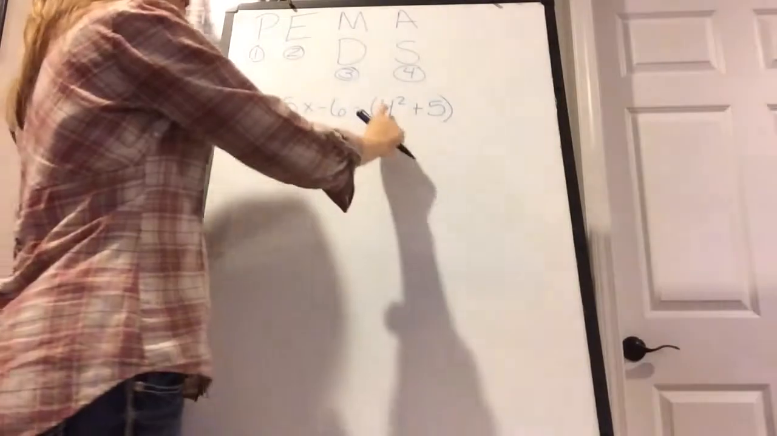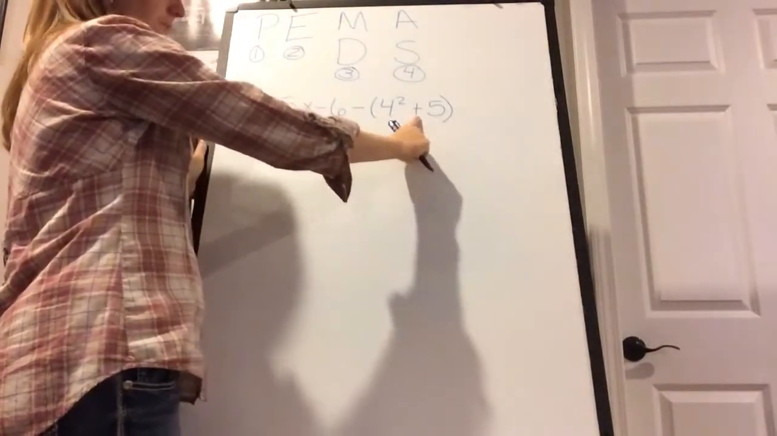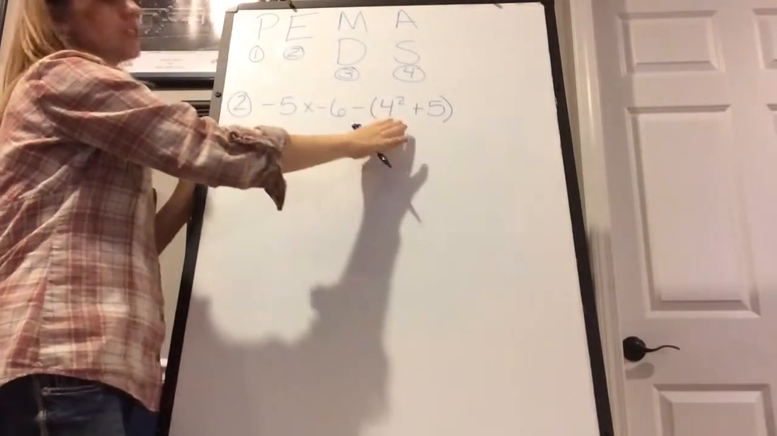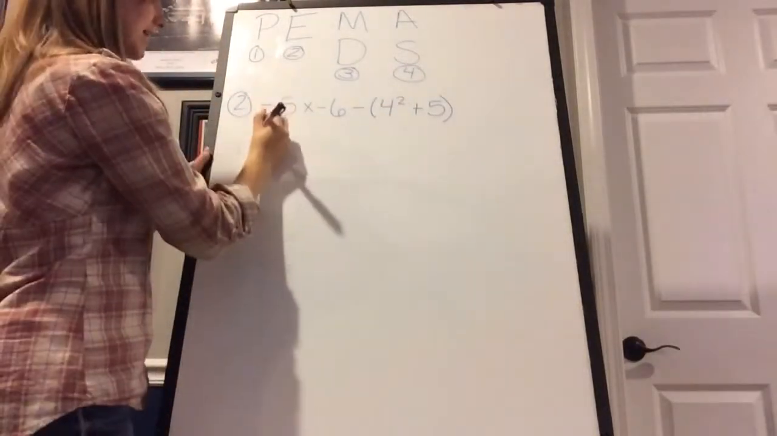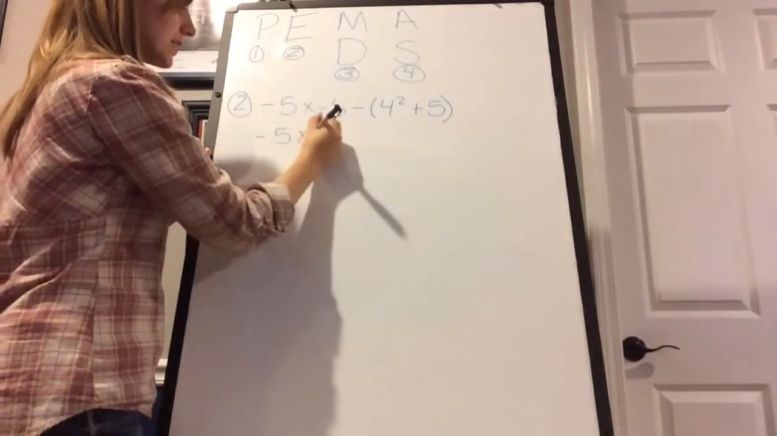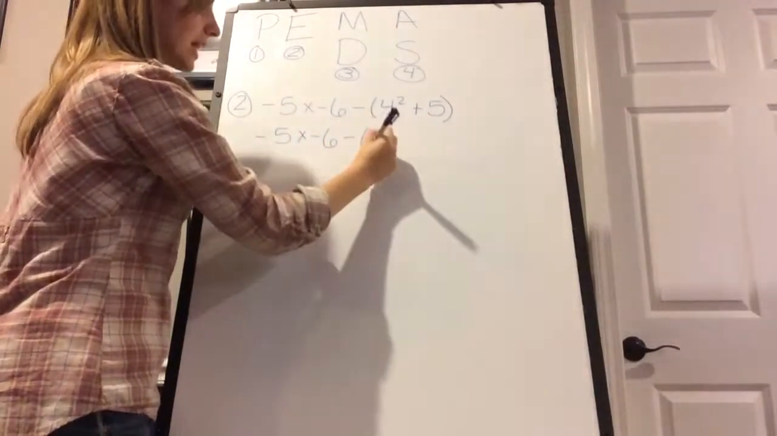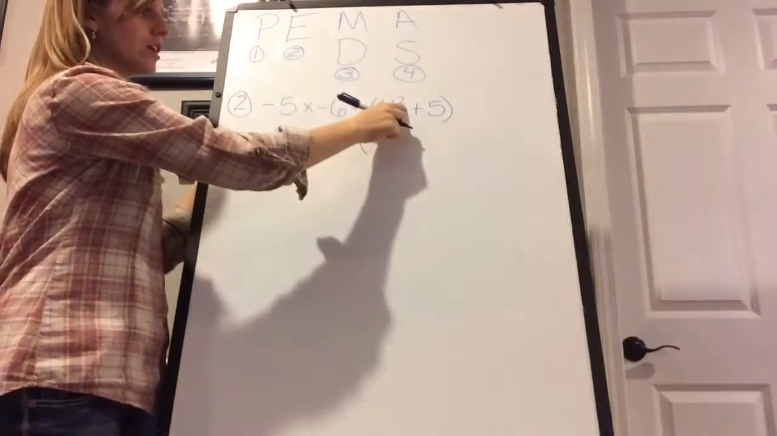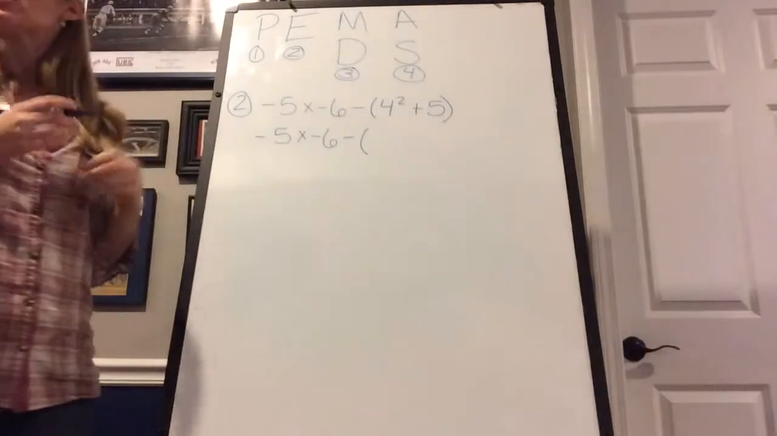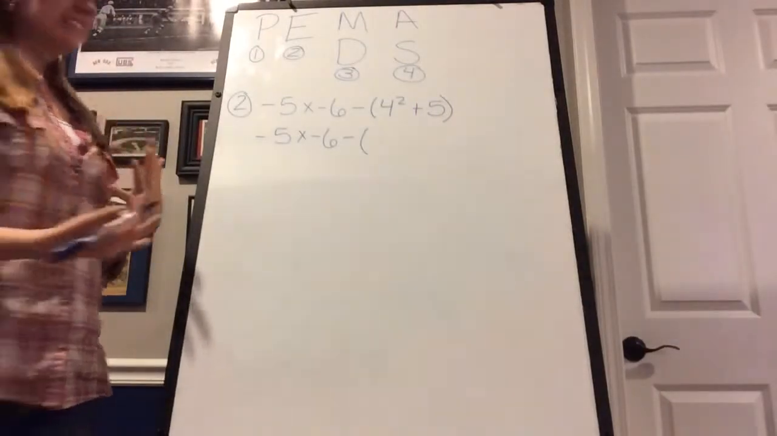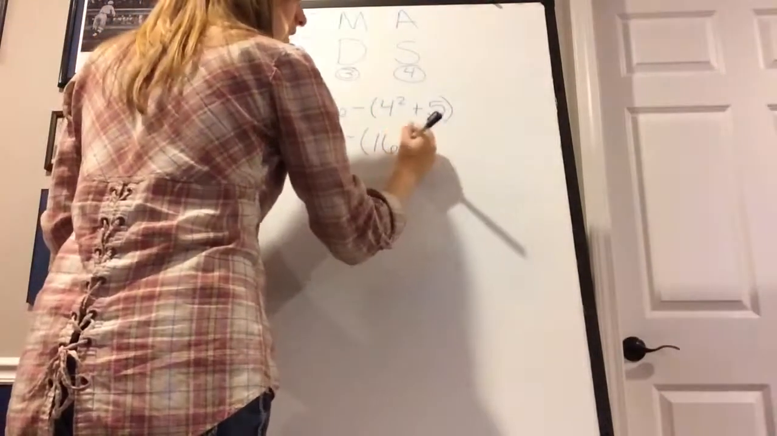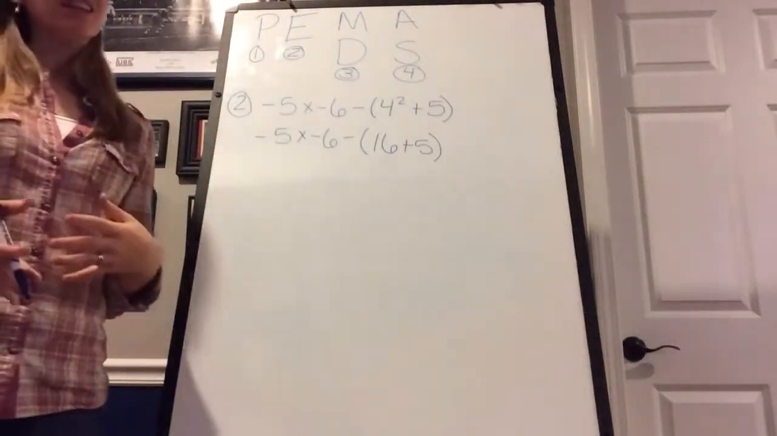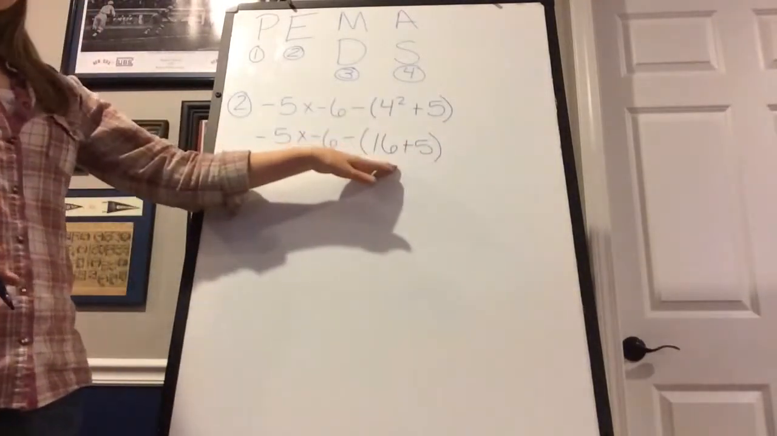So inside the parentheses, I have an exponent and addition. Exponents come before addition in the order of operations, so I need to do my exponent first. My -5 times -6 minus will stay the same. After that, I need to do 4 squared. So 4 to the second power means 4 times 4, which is 16. So I have 16 plus 5. I'm going to leave this in parentheses because I haven't done the addition yet. So I'm going to keep it just like this.